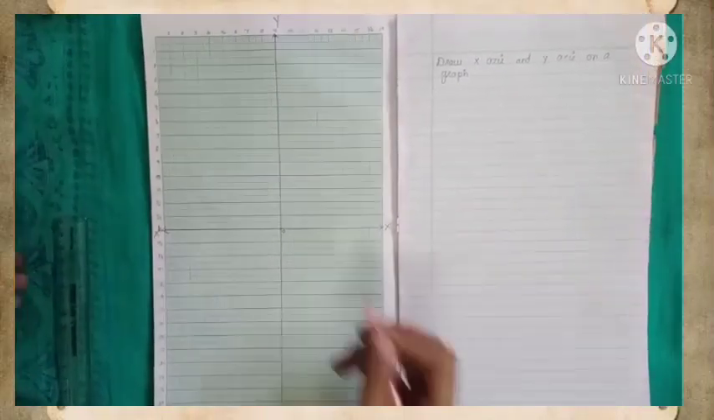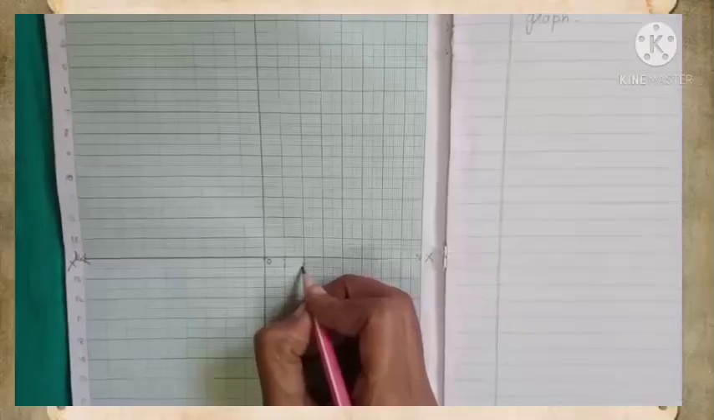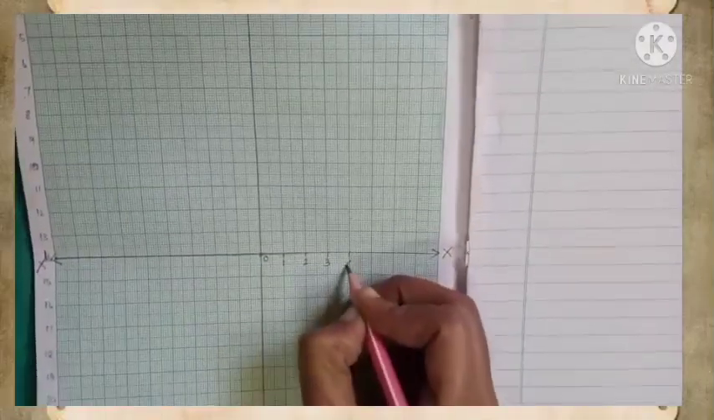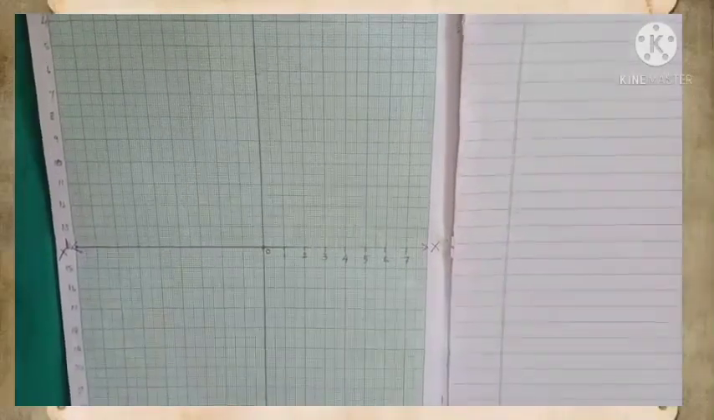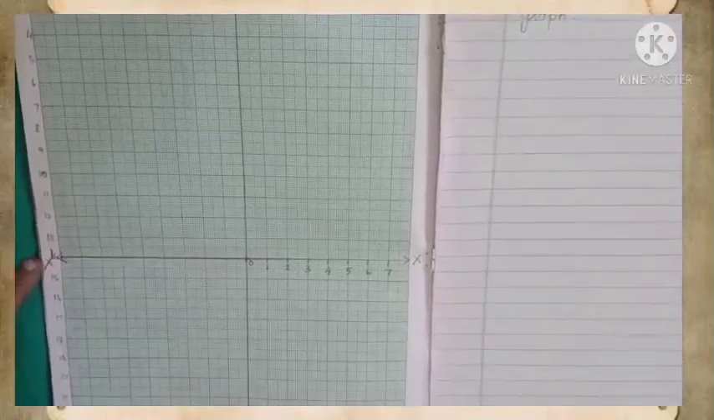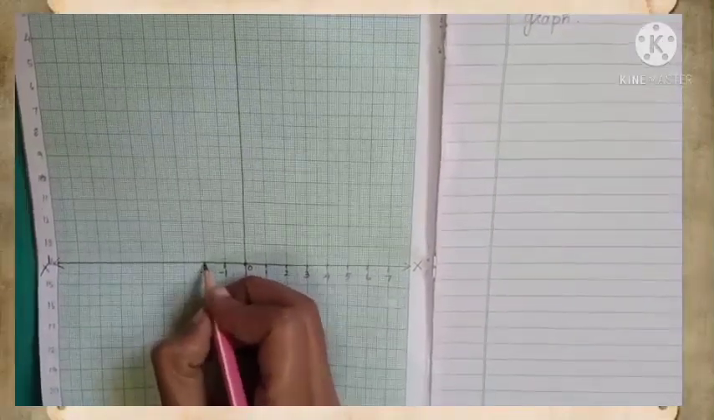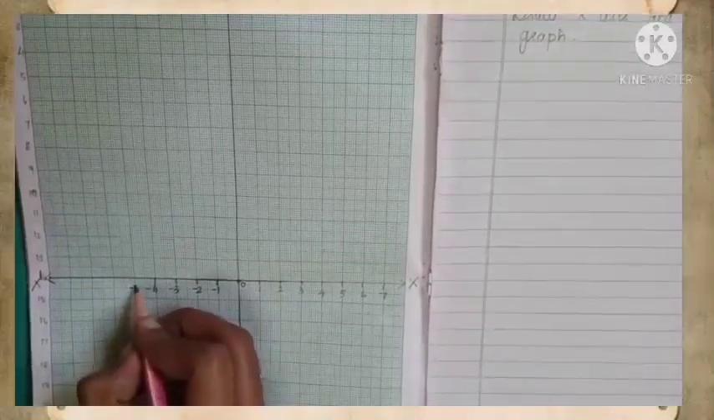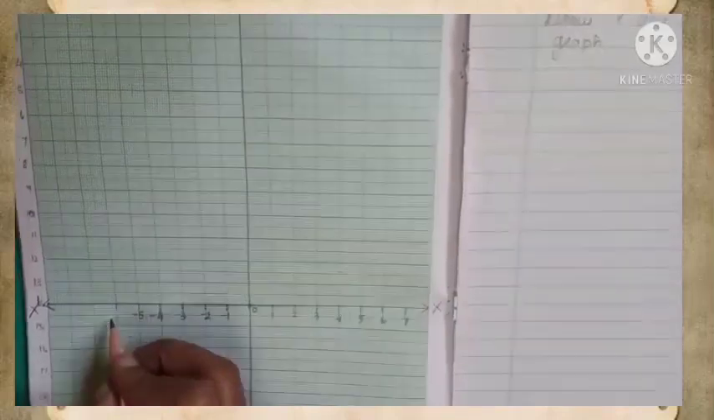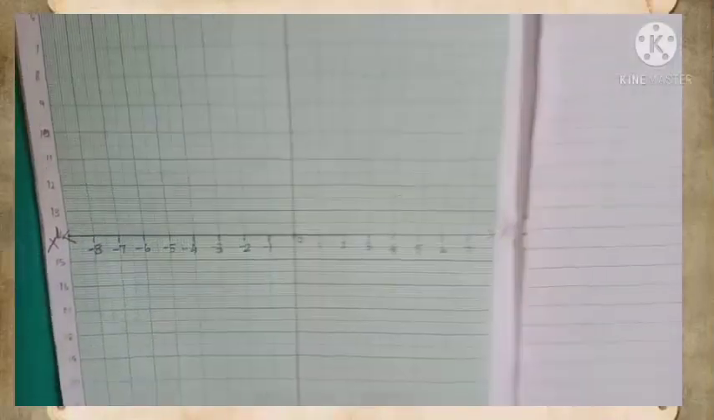Okay, children? Yes. Now we are going to write the points. On the x side you should give 1, 2, 3, 4, 5, 6, 7. Now this side x dash is present, so negative numbers you are going to give. So minus 1, minus 2, minus 3, minus 4, minus 5, minus 6, minus 7, minus 8.